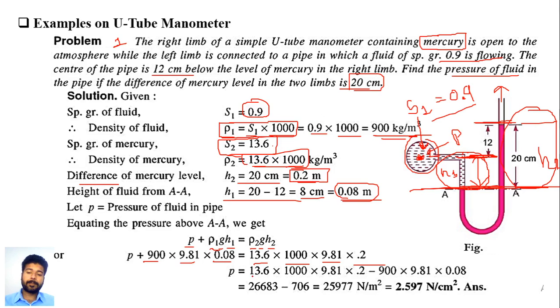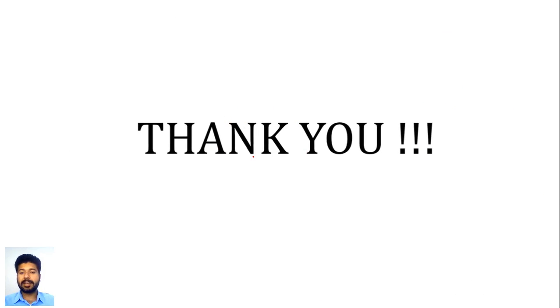By simplifying this equation, we get the value of 25977 Newton per meter square. This much pressure is applied in this pipe, in this fluid. Okay, that is the value of pressure. So I hope you understand this example. Thank you. That was all about today's lecture.